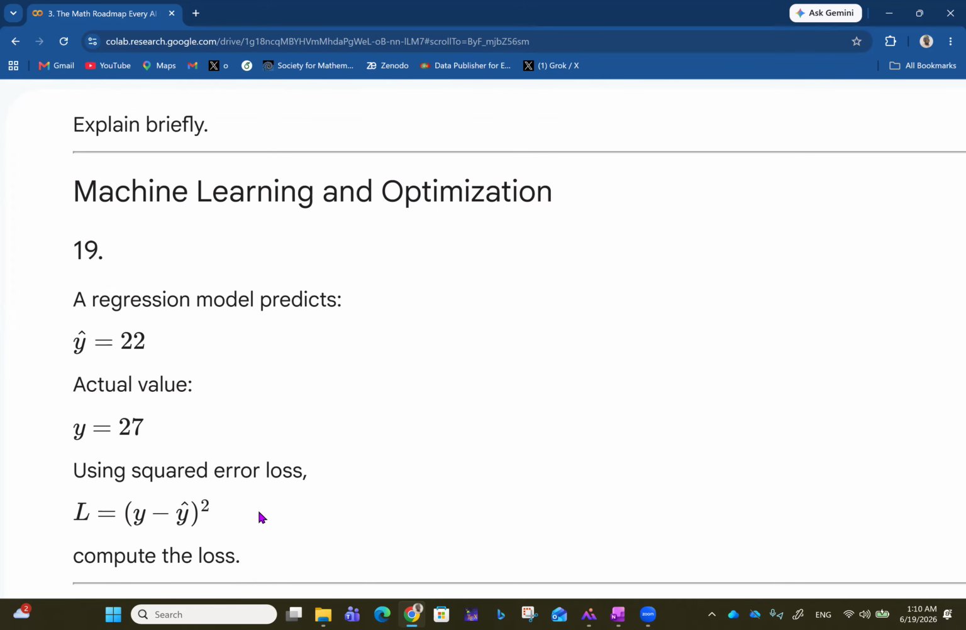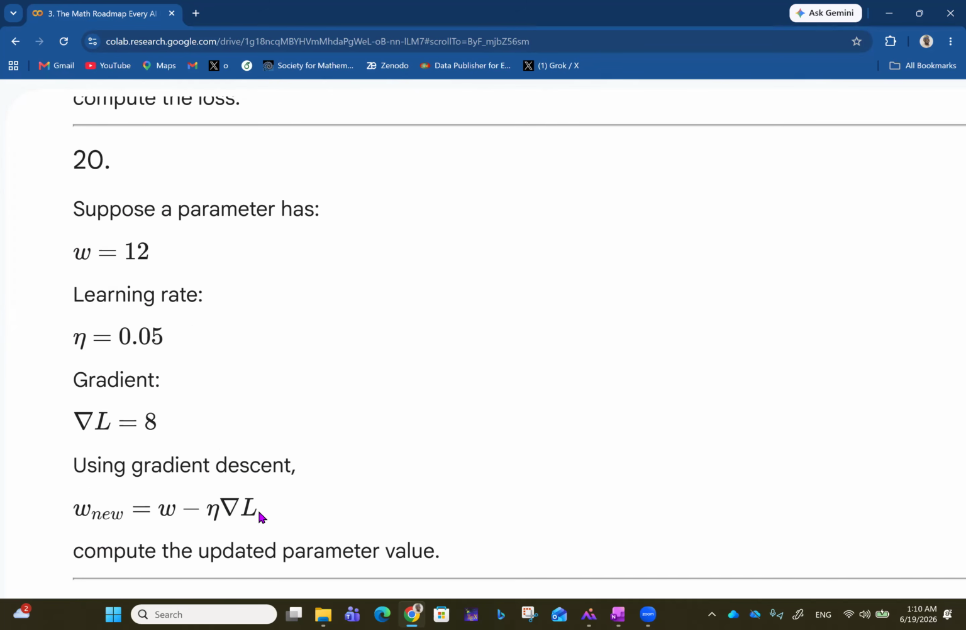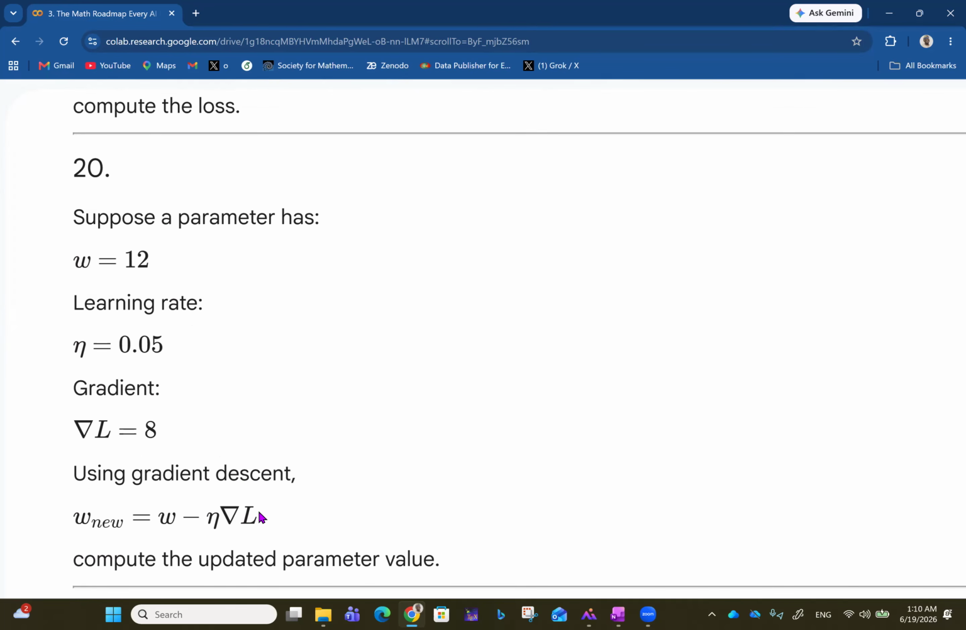Machine learning and optimization. A regression model predicts y hat equals 22. Actual value is y equals 27. Using squared error loss, compute the loss. And then we have question 20, which we are going to deal with. Suppose the parameter w is 12, learning rate eta is 0.05, gradient of L is 8. Using gradient descent, compute the updated parameter value. You're going to solve that.